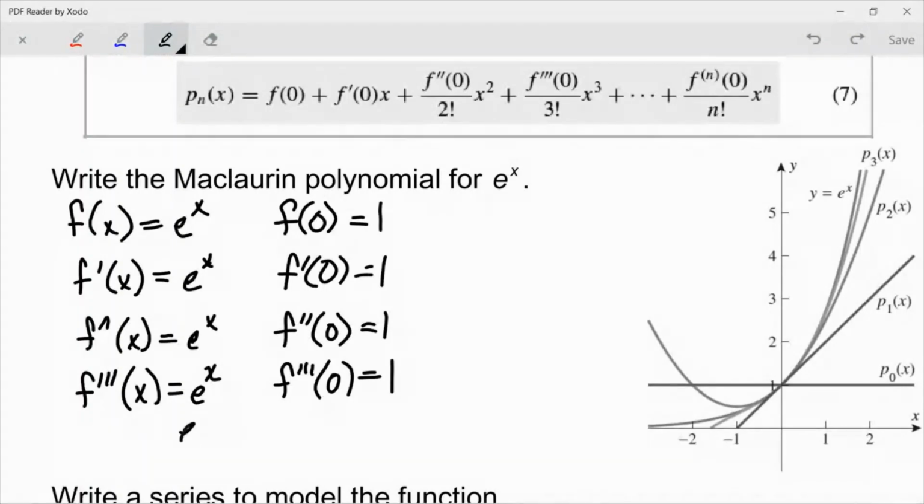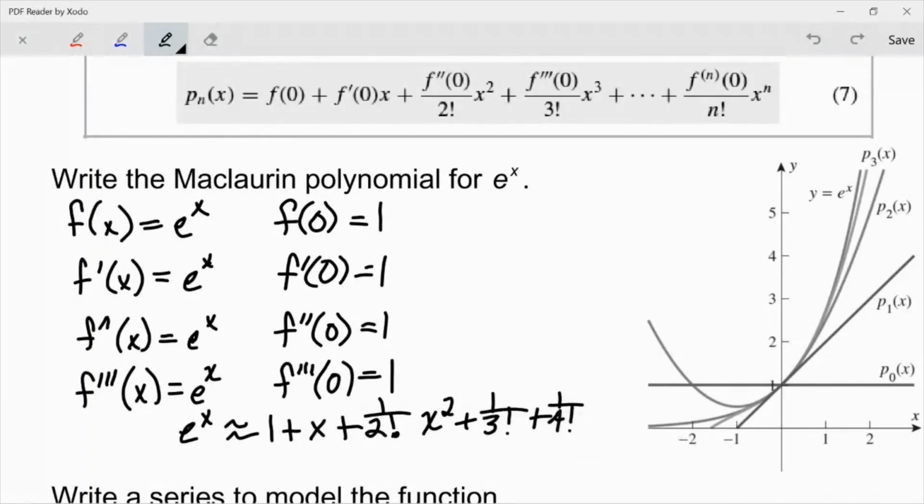Okay, so let's plug into this formula. What we're saying essentially here is that e to the x can be approximated by this formula. And what we're going to use is f of 0, which is 1, plus f prime at 0, which is also 1, times x. So we have plus x plus f double prime at 0 divided by 2 factorial. So that'd be 1 over 2 factorial times x squared plus 1 over 3 factorial times x cubed plus 1 over 4 factorial times x to the 4th, and so on, right? So that pattern will go forever.